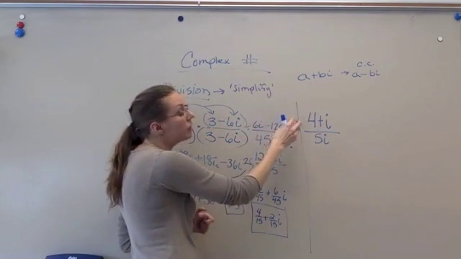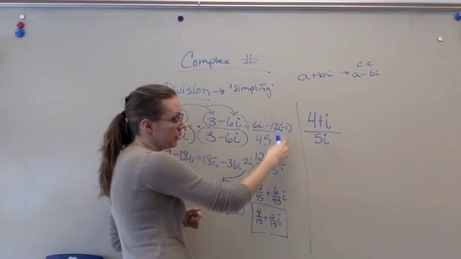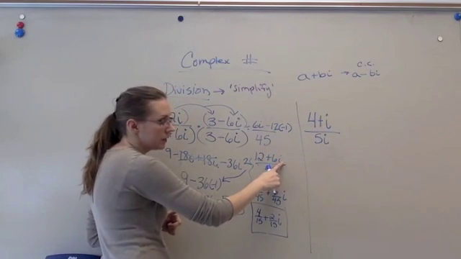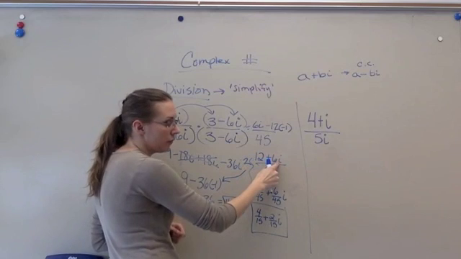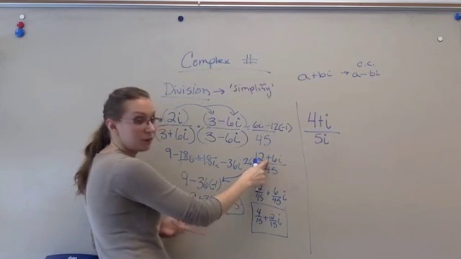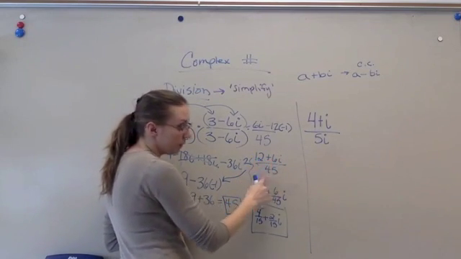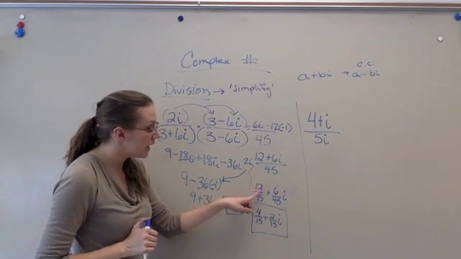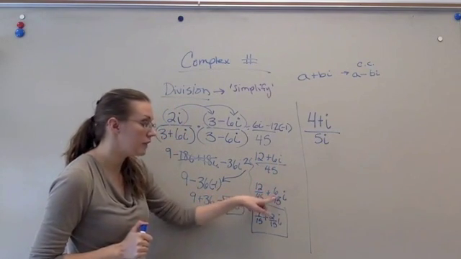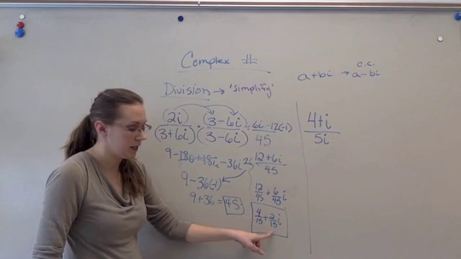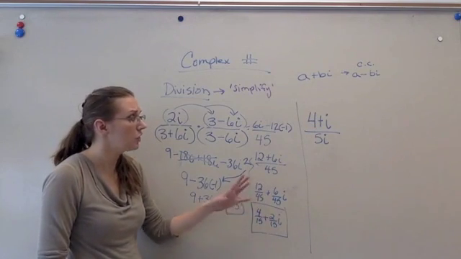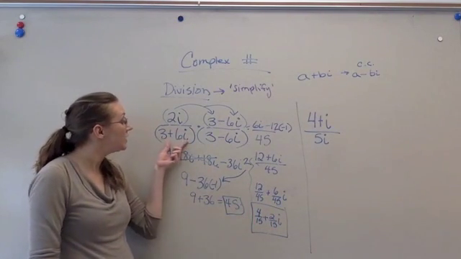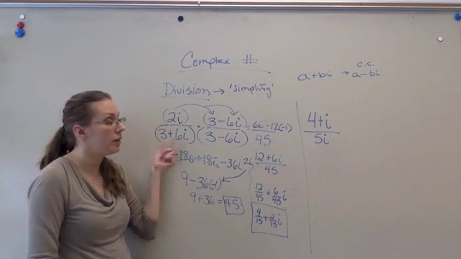Again, I got an I squared, so I know that means -1. I rearranged it so that it was in my A plus BI form. And it could be minus BI, that's fine. Over my denominator. Lastly, I sent my 45 to each piece and simplified each fraction. Lots of steps. That is if you have a complex number in your denominator.